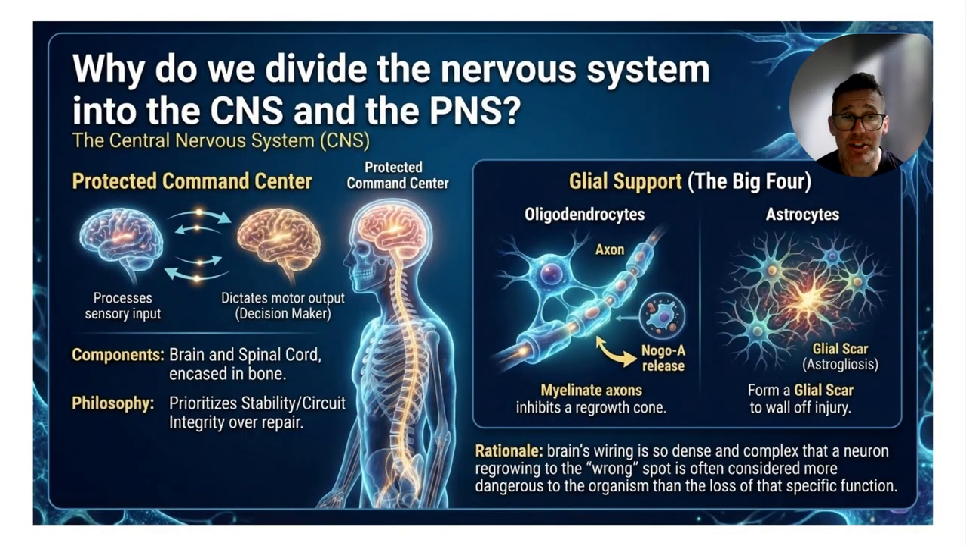The brain's wiring is so dense and complex that growing a new neuron in the wrong spot is often considered more dangerous to the organism than the loss of that specific function. So to try and ensure stability within the brain, we have the oligodendrocytes, whose role, as you might remember, is to myelinate the axons to provide that insulation. But they also provide a substance called NOGO-A. They release that, and that inhibits the regrowth of axons.